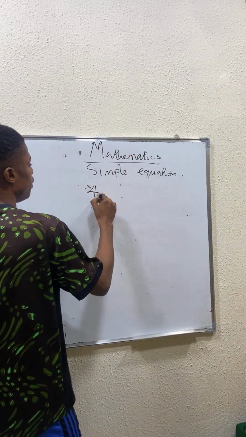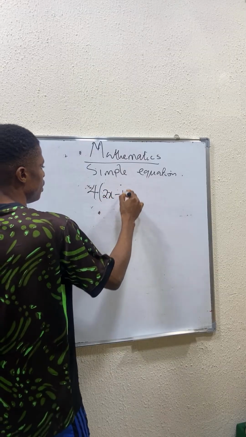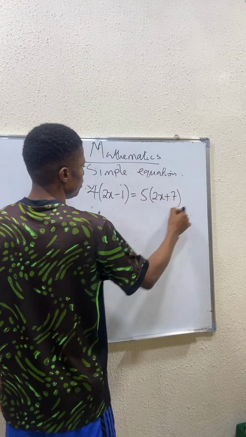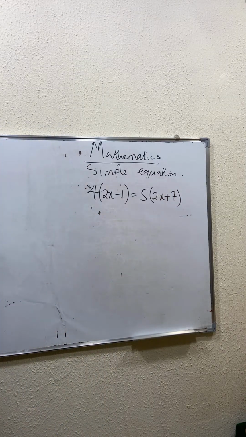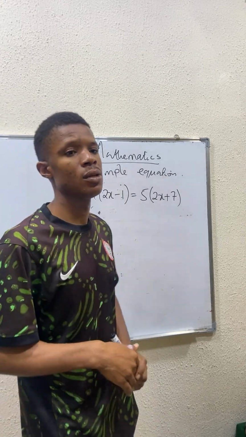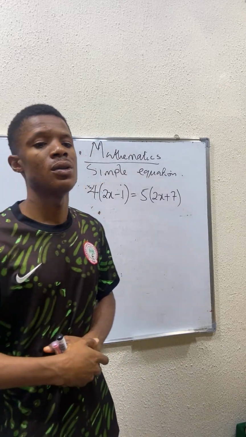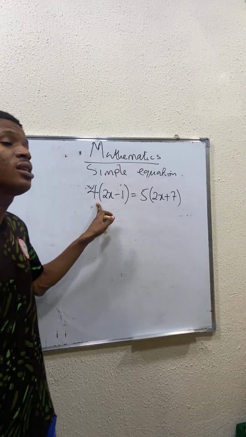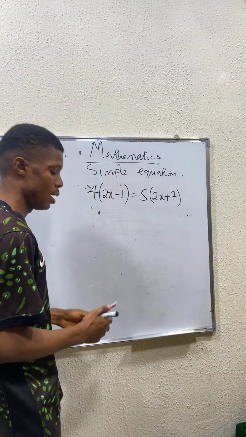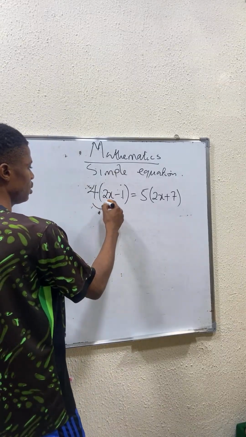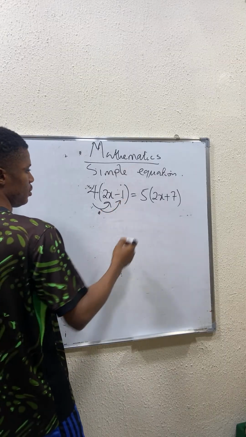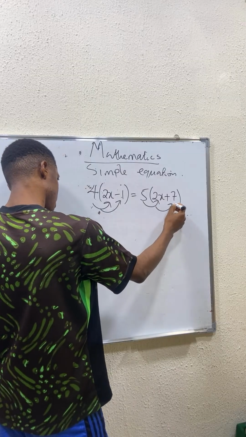Let's look at 4 times (2x minus 1) is equal to 5 times (2x plus 7). This is very easy. I told you that to open up brackets in algebra, all you have to do is use the number outside to multiply each term in the bracket. So you have 4 times the first term, and 5 times the first term and 7 times the second term.